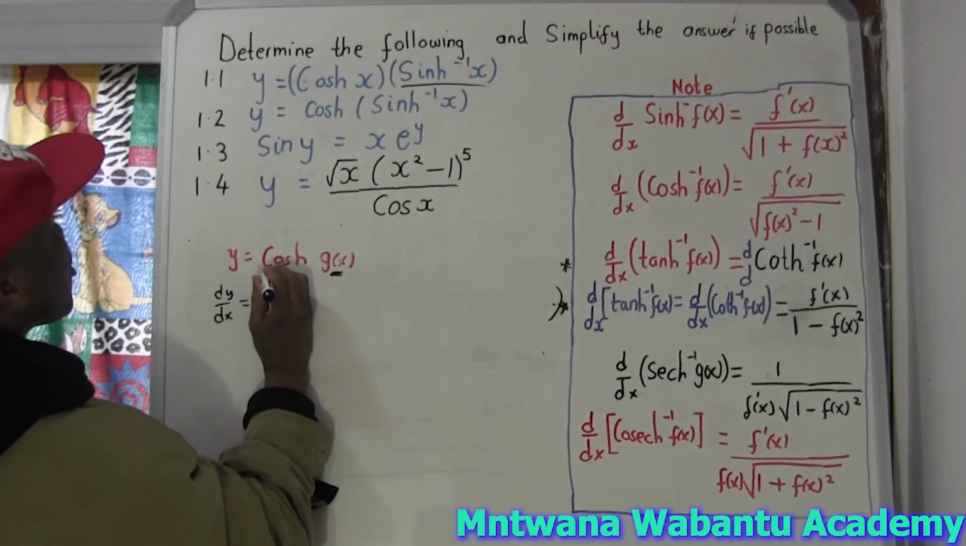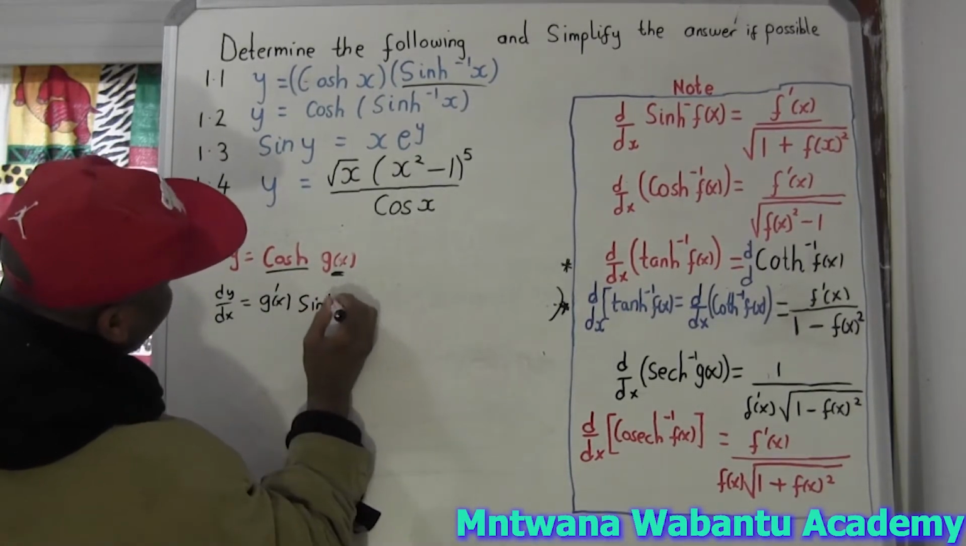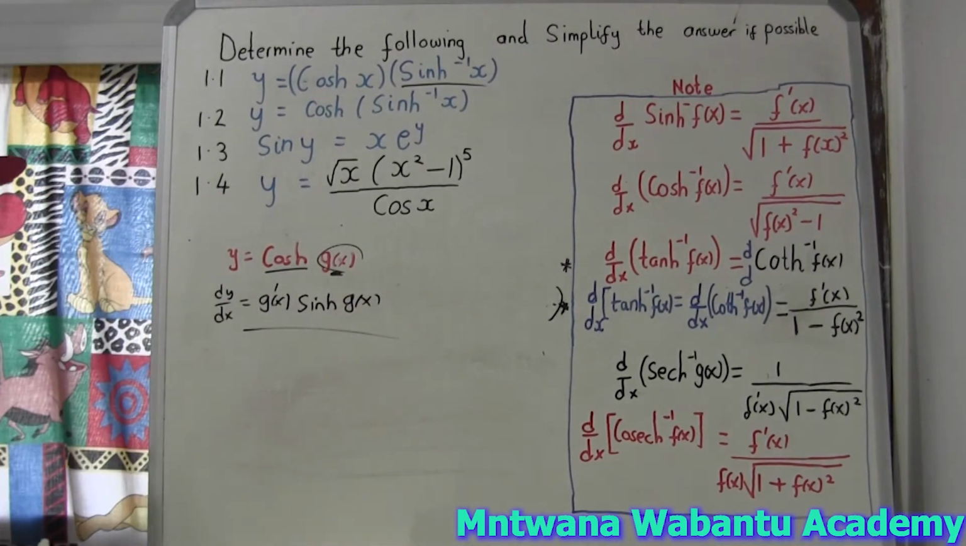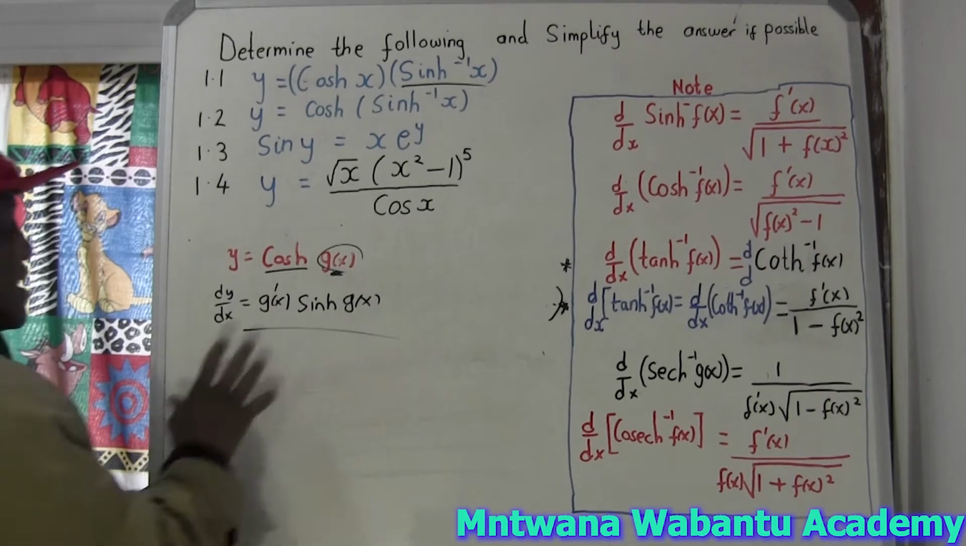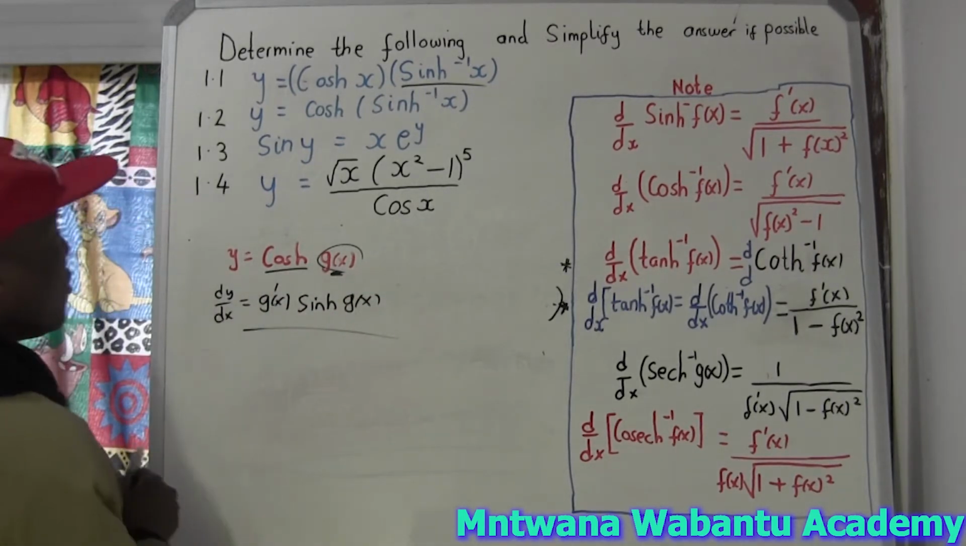And now when you differentiate cos, what do you get? You get sin. So here you write sin of whatever is in here. That's what you do. That's going to be any derivative. It could be tangent, it could be anything.